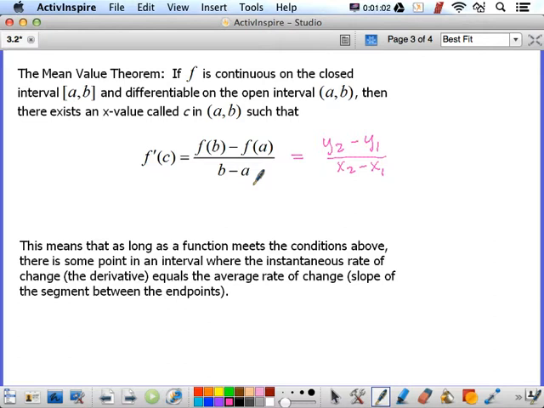We did s of b minus s of a over b minus a. That's all it's saying. The mean value theorem says, and mean means average, that at some point, as long as those two conditions are met, the first derivative has to equal the average value, or the slope, between the two endpoints. If you think about it a little deeper, it just means that as long as those conditions are met, there has to be some point in that interval where the instantaneous rate of change, or the derivative, equals the average rate of change, which is the slope of the segment between the endpoints.